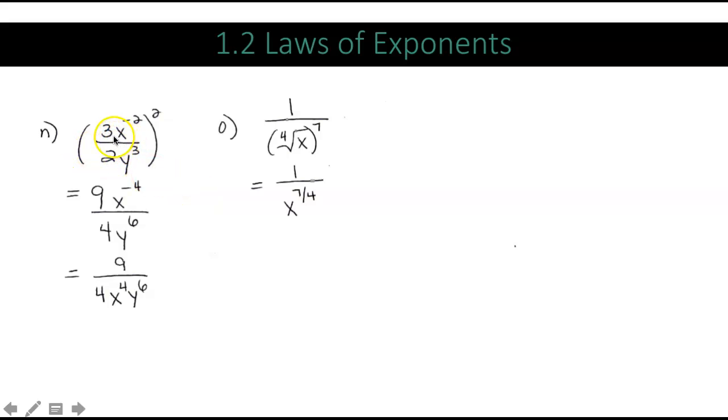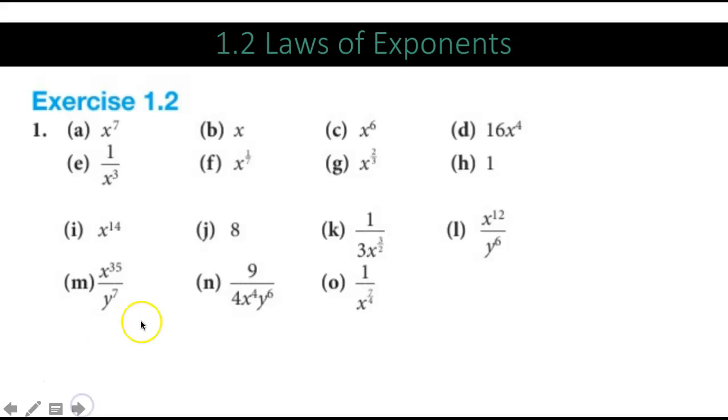For N, I do the same thing. 3 squared is 9, x to the negative 4th, 2 squared is 4, y to the 6th power. Because of the parentheses, the 2 belongs to everything. And then here, the only thing I have to fix is that I should have this as a positive exponent, so I have to drop it down to the bottom. Finally, for O, 1 over the 4th root of x to the 7th. The index, which is right here, is my denominator. So 1 over x to the 7/4 power. And these are the answers.